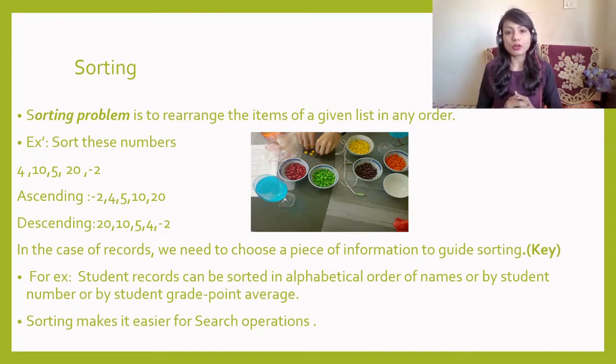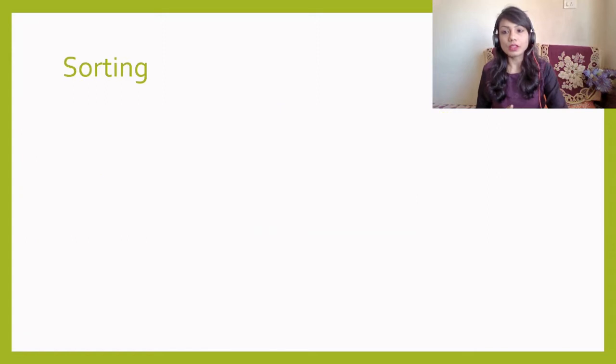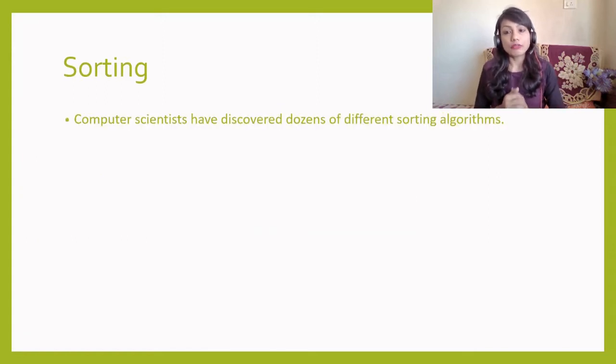Even with student records, if they are not in alphabetical order, it will be very difficult to search. So your search operation becomes easy with sorting. Not only this, for sorting, computer scientists have dozens of different sorting algorithms.